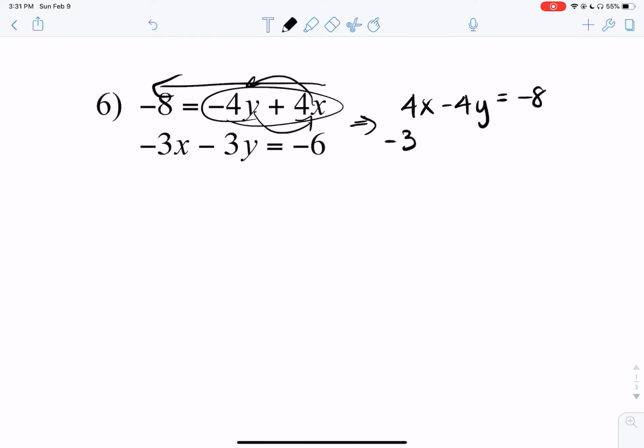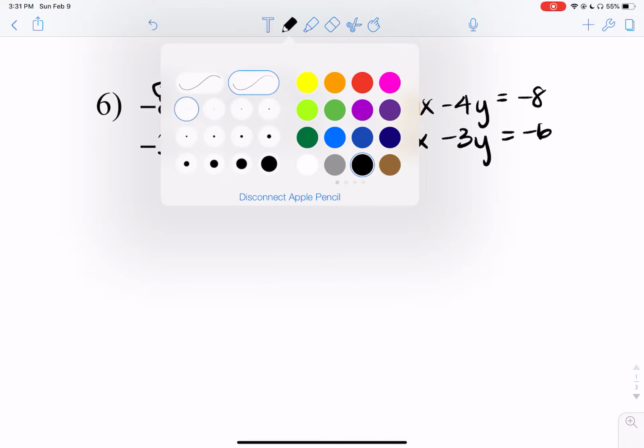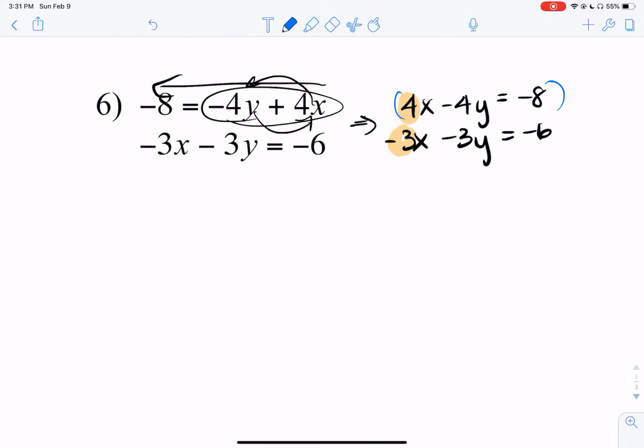The bottom equation is already set up for us the way we wanted, the x, the y, and the constant. And now we can use the process of elimination to cancel out either the x's or the y's. Here, I'm going to go back to canceling out the x's since these already have different signs. So we're going to multiply the top equation by 3 and the bottom equation by 4.